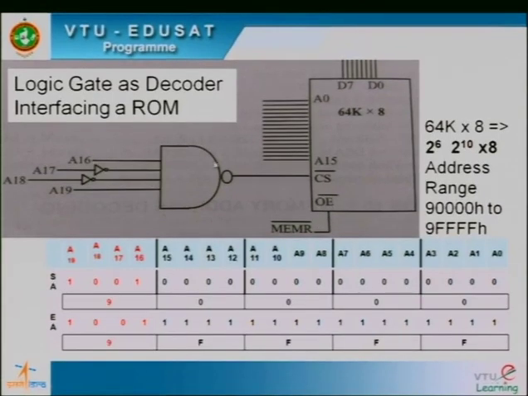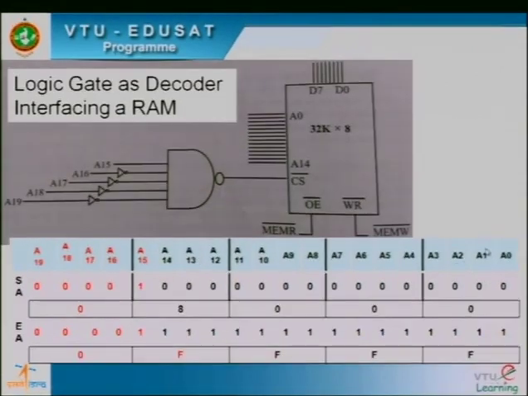And once again you have a NAND gate here activating the CS bar. The capacity of this is 64K. So 64K is 2 power 6 into 2 power 10. So it requires 16 address lines, and the 16 address lines are A0 to A15.